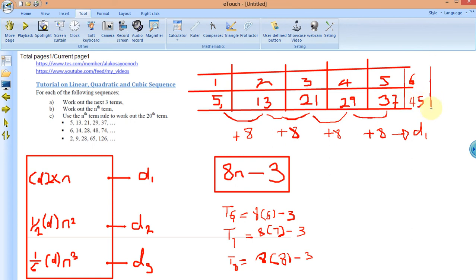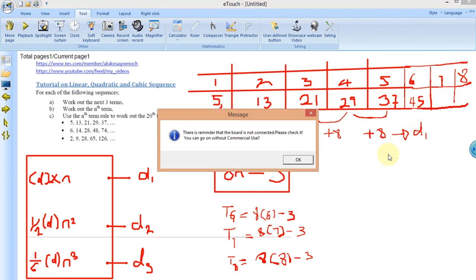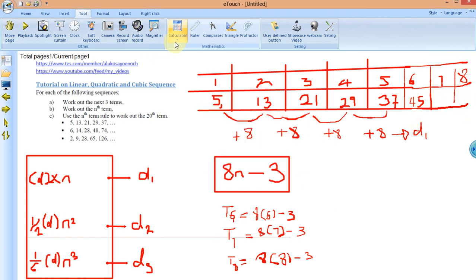Then the 7th term and the 8th term now. Guys, because of our time, will I just waste my time with that calculator? I don't know why it's... Can you come back here, guys?